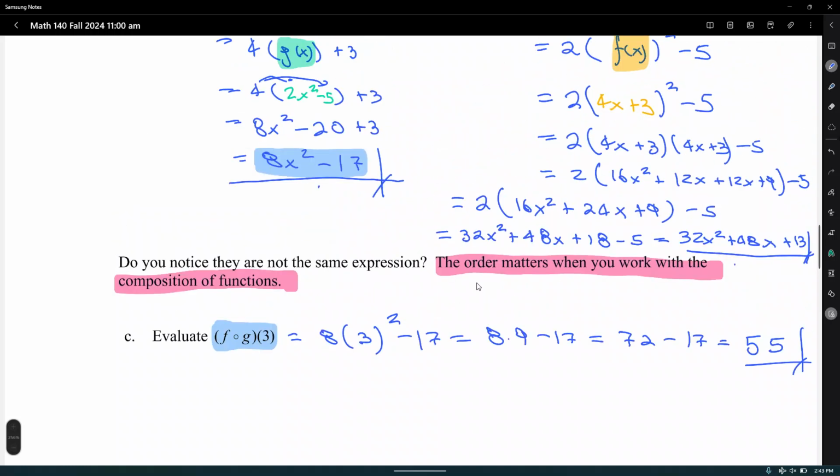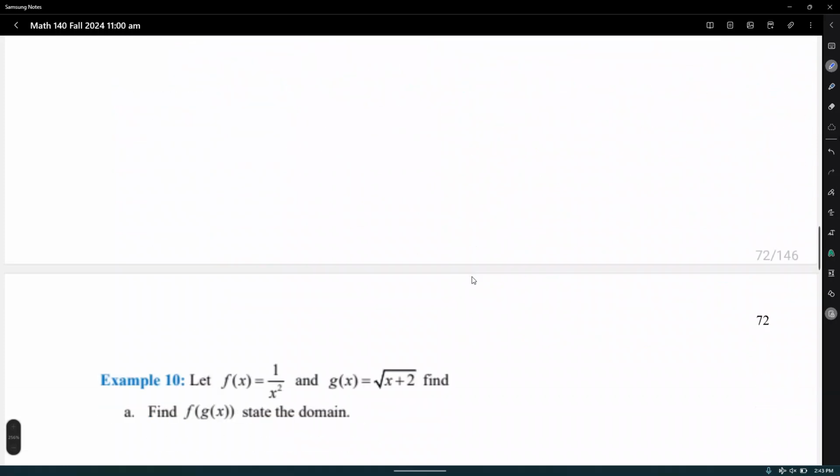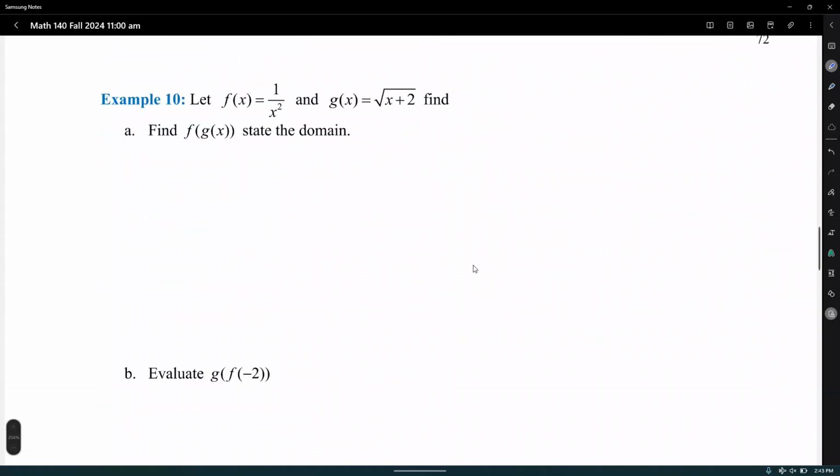All right, so let's move on to another example. Example number 10: let f of x equal 1 over x squared and g of x equal the square root of x plus 2. Find f evaluated at g. This time, notice they didn't give us the circle notation. But most importantly, in some cases they're going to ask us to find the domain. Why in this case? Because look at these two functions, they have restrictions.